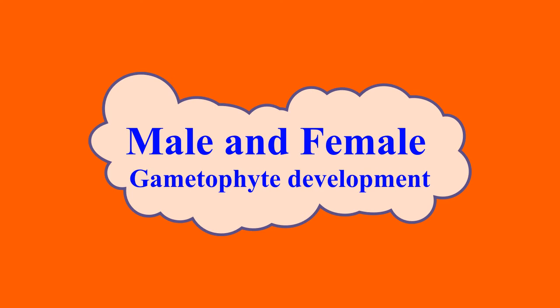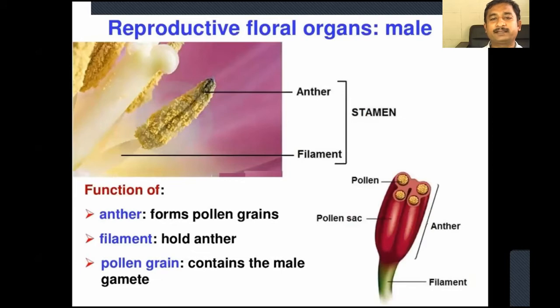In this one we'll understand male and female gametophyte development. If you look into the reproductive floral organs in case of male flowers, it contains two things that are very prominent. One is the anther, and there is a filament attached with the anther. And this combination we call a stamen.